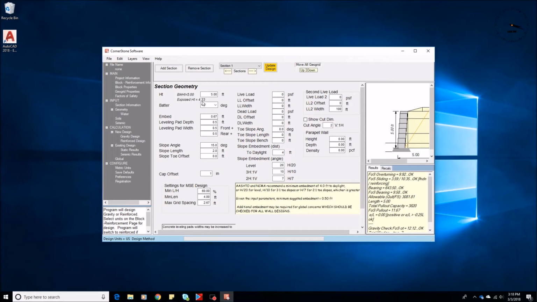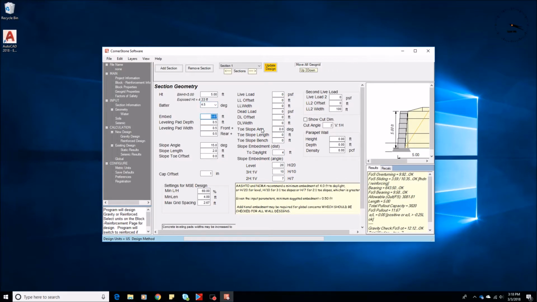The exposed height is going to be from the finished grade in front of the wall to the top of the wall. In this case, we have 8 inches of embedment. We have a 5-foot high wall. We have 4.33 feet exposed. The batter, these are pre-programmed also. The CornerStone 100 has a 4.5 degree batter, which is the setback per unit as we go up the wall.